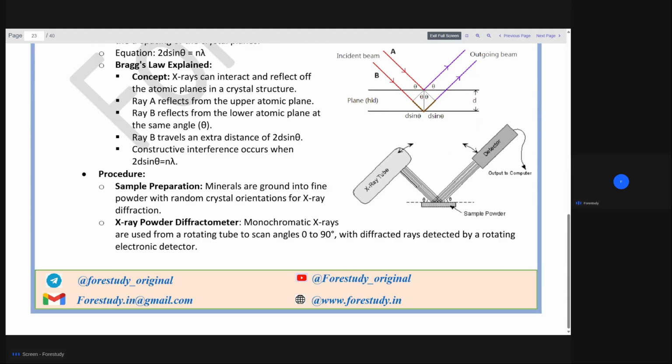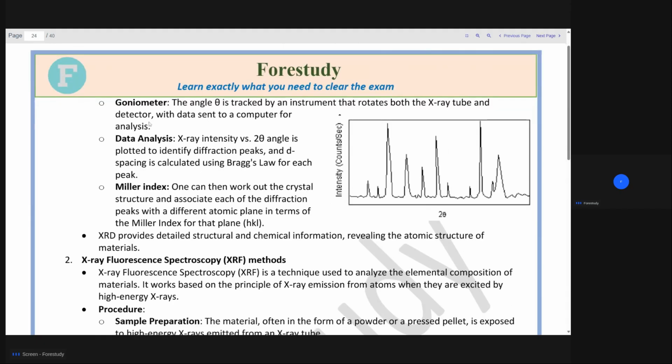The angles are changed constantly using a goniometer stage, with diffracted rays detected by a rotating electronic detector. So all things rotate. The X-ray tube rotates, the goniometer is also rotating, and the detector is also rotating. Everything can rotate and give different angles so that we can scan each particle of the minerals and give us a proper output. Again, the goniometer tracks the angle theta with an instrument that rotates both the X-ray tube and detector, with the data set sent to a computer for analysis.